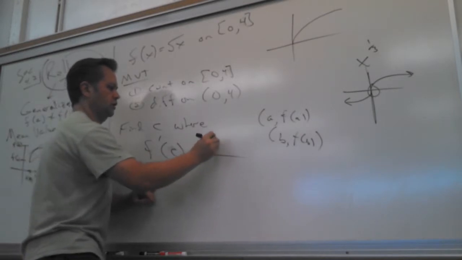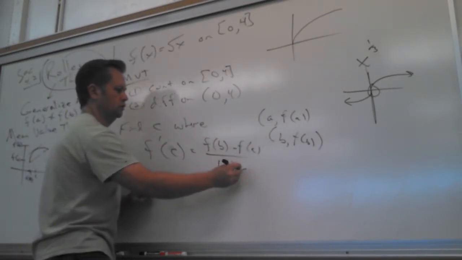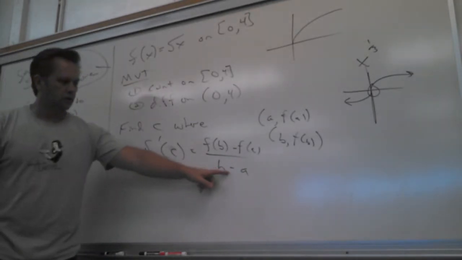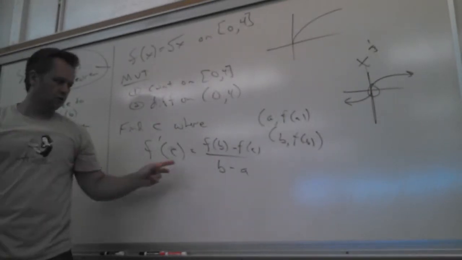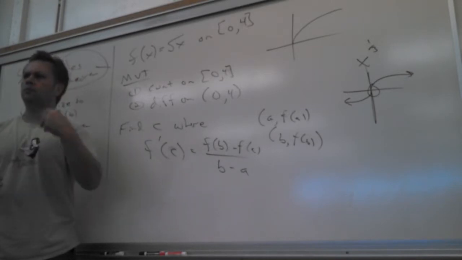f of B minus f of A, y2 minus y1 over x2 minus x1. Good old stuff. For some reason, the book likes to multiply this thing up and make it look like some linear approximation crap. Don't do that. Just keep this like this. It doesn't really help to bring that bottom up.